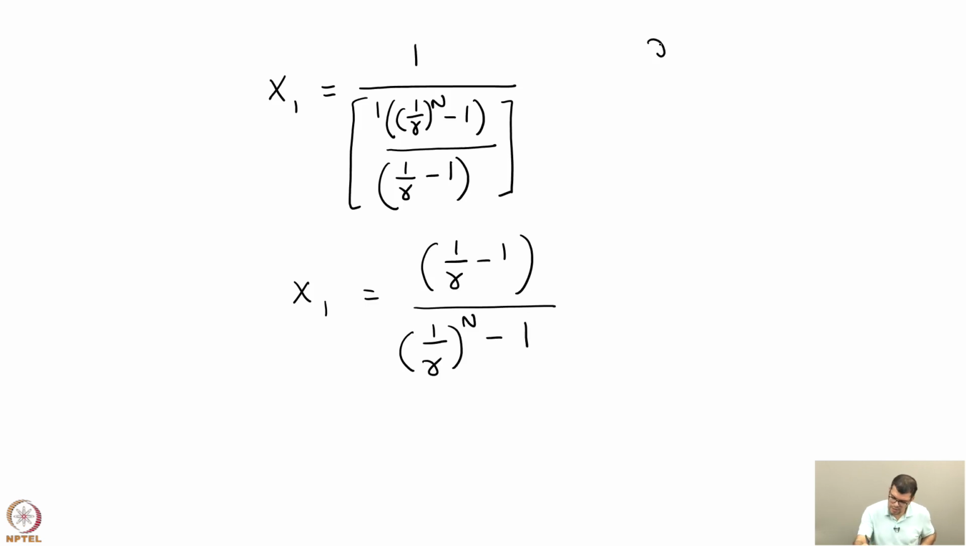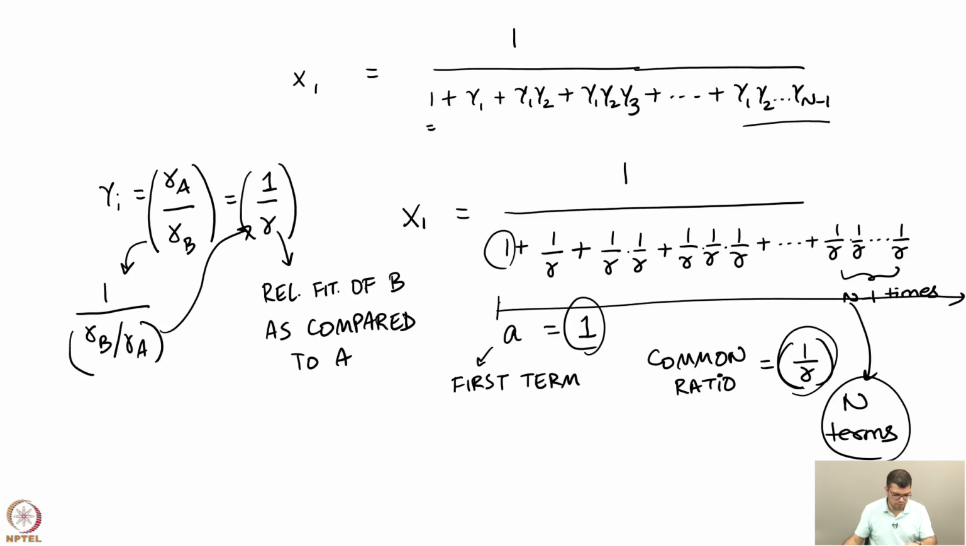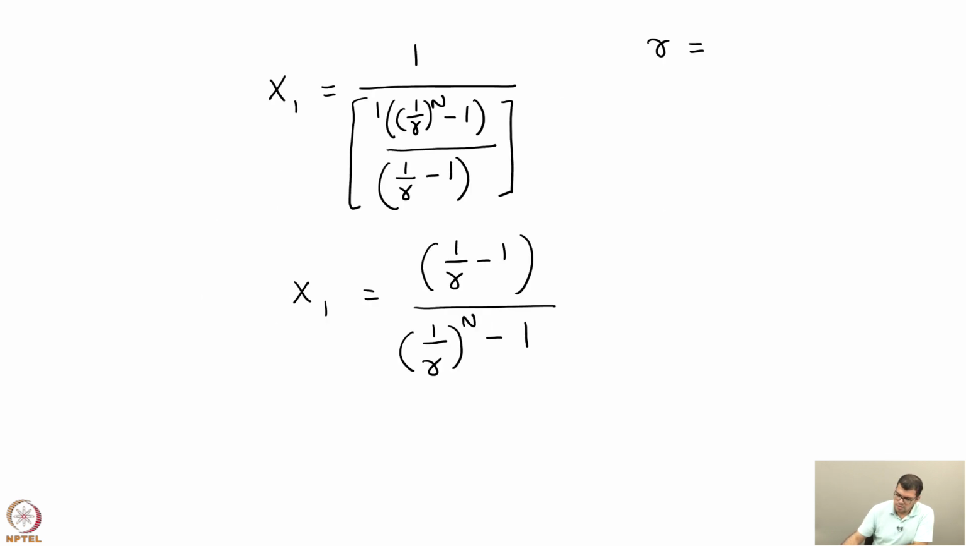Remember that r is a common ratio. Let us take a look at what we called r. R was defined as Rb upon Ra, so this is Rb upon Ra, and n is the population size.